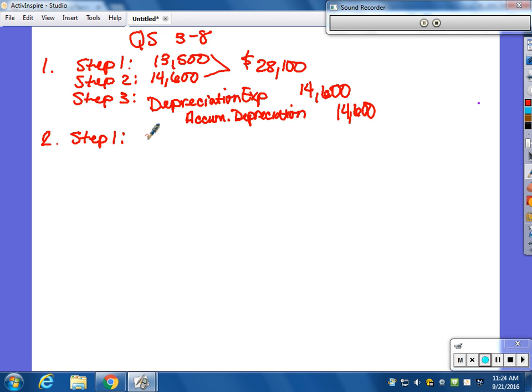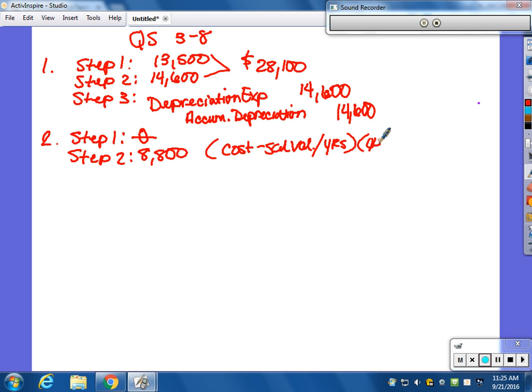All right, so step one, what is the current balance of the account? It's zero. We're talking about depreciation. It's not 44,000. 44,000 is the cost, or the value of what we purchased. Step two, what should this account equal? Not 44,000, we are talking about depreciation. It should be 44,000 divided by 5, which is 8,800. And the way that we got that is we took cost minus salvage divided by years, or 44,000 minus zero divided by 5 years.